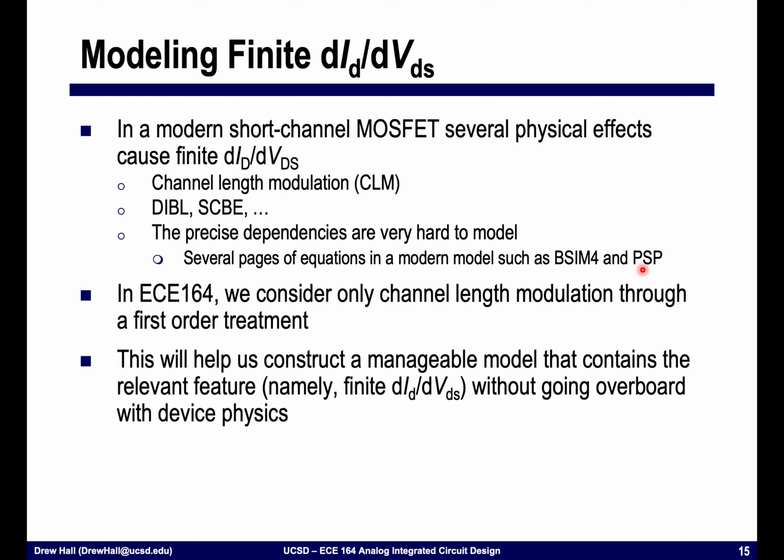So coming back to what we want to do in ECE 164, we're only going to treat this through what I'll call a first order treatment. We're only going to consider this from the classical channel length modulation effect in order to construct a manageable model that contains really the relevant feature that I want to focus on, and that's this finite slope of the output current, without getting too into the device physics.